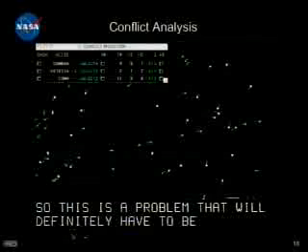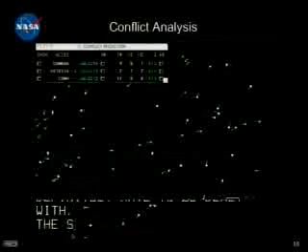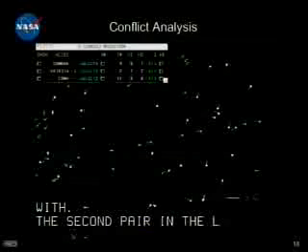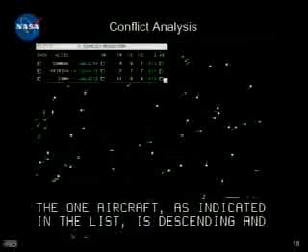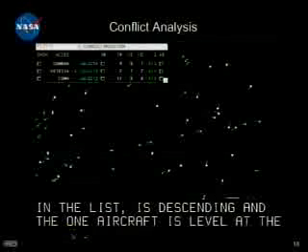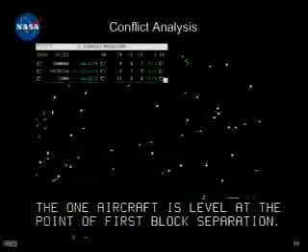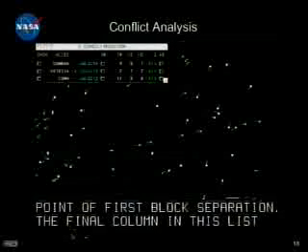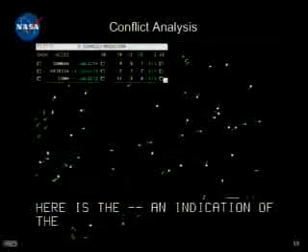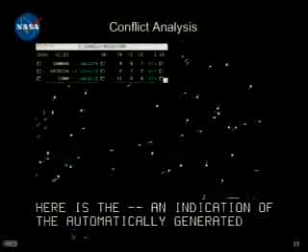The second pair in the list is the one aircraft, as indicated in the list, that is descending, and the one aircraft is level at the point of first loss of separation. The final column in the list here is an indication of the automatically generated conflict resolution trajectory, and I'll talk about that more later.